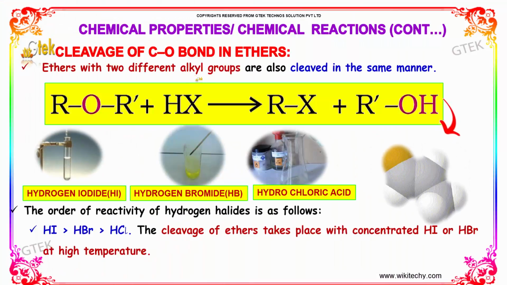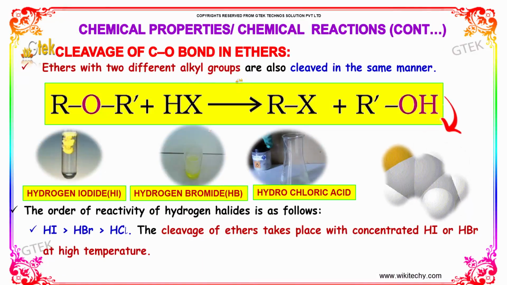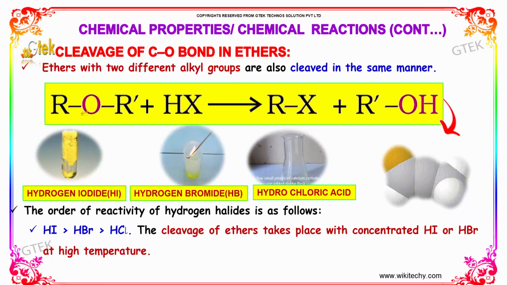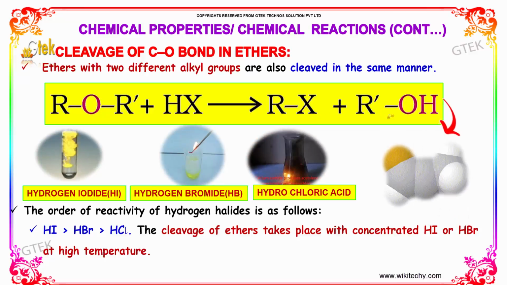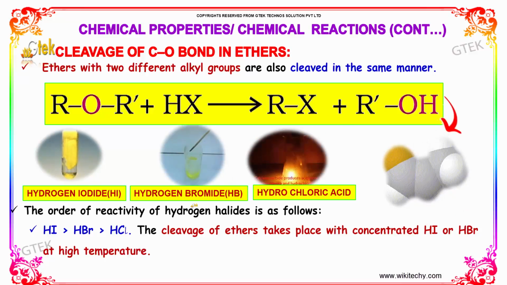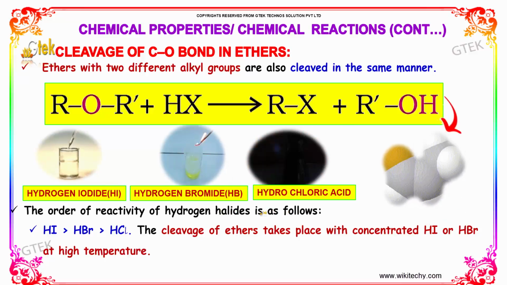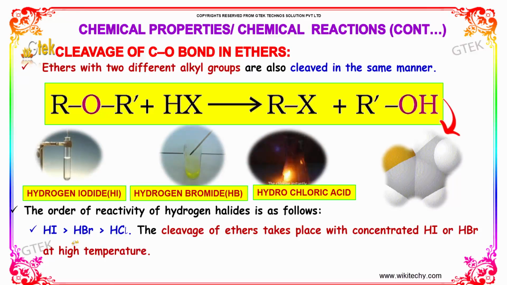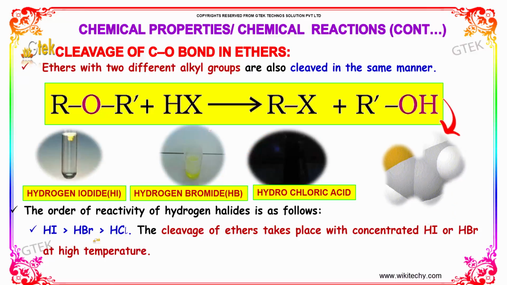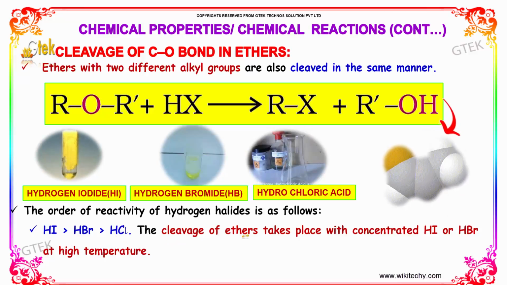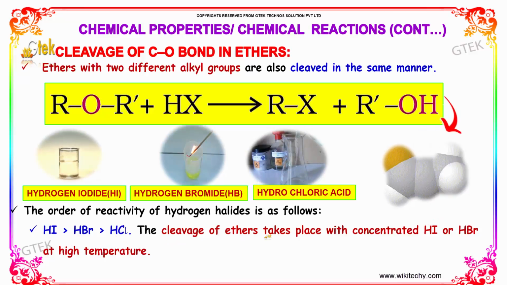Ethers with two different alkyl groups are also cleaved in the same manner. For example, taking ROR' and reacting with any hydrogen halide results in the formation of alkyl halide plus R'-OH, which is an alcohol. The order of reactivity of hydrogen halides is as follows. That is, hydrogen iodide is more reactive than hydrogen bromide, which is more reactive than hydrogen chloride, respectively. The cleavage of ethers takes place with concentrated hydrogen iodide or hydrogen bromide at high temperatures.